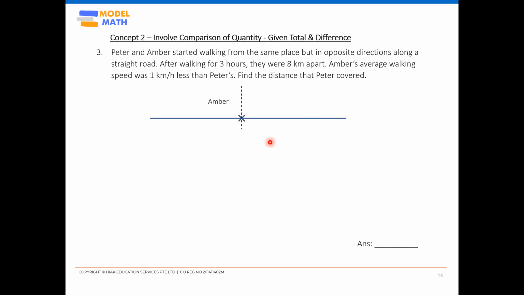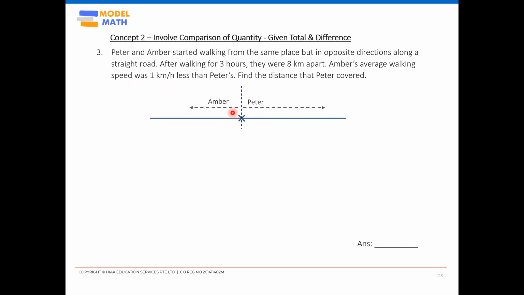Okay, so I have Amber and Peter. We're just going to label that down. And we're going to draw the arrow movement for each of them. Amber will be walking to this side. It doesn't matter who you put on the left or right side. And for Peter, he's going to walk towards the other side. Now, Peter's arrow I draw longer because we know that Peter is walking at a faster pace, from this sentence.